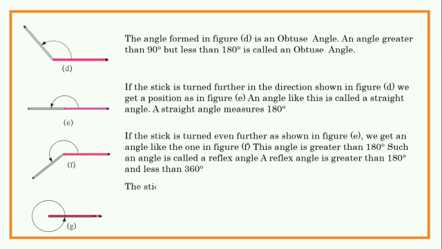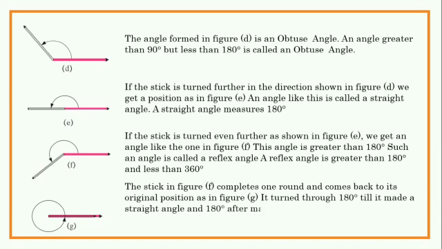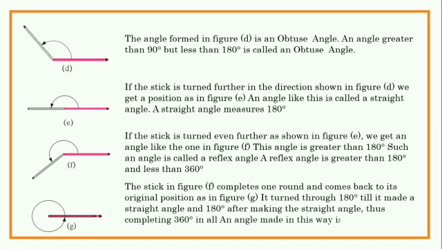The stick in figure F completes one round and comes back to its original position as in figure G. It turned through 180 degree till it made a straight angle and 180 degree after making the straight angle, thus completing 360 degree in all. An angle made in this way is called a full or complete angle. The measure of a complete angle is 360 degree.